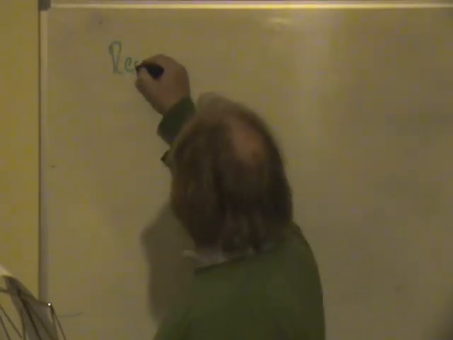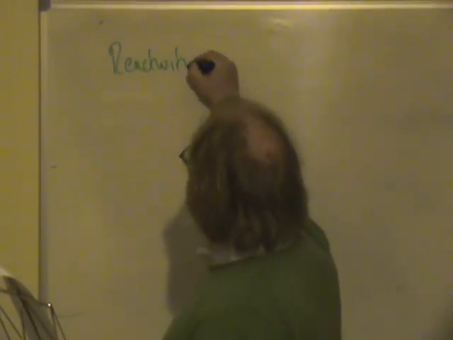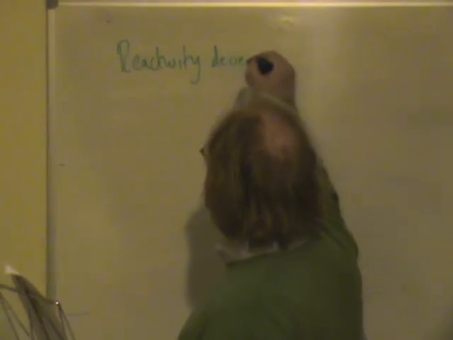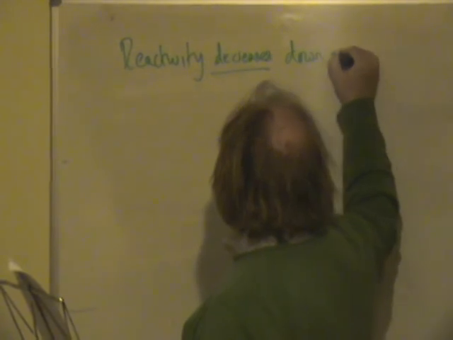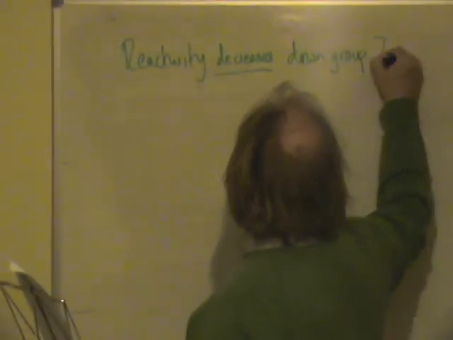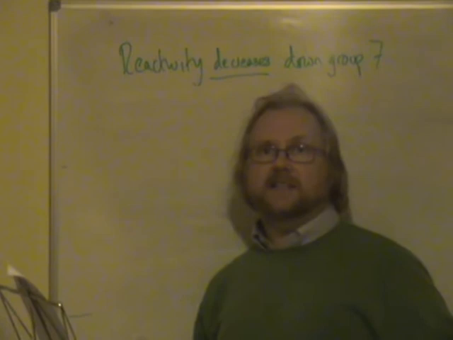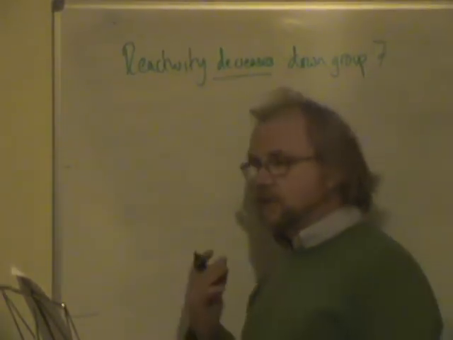So first of all, let's talk about the trend. I know it's the third bullet point, but you don't have to do them in the order they're listed. Do them in the order that makes most sense to you. So the trend in reactivity is that reactivity decreases down the group, down group 7. And that means, remember, that they get less good at attracting an electron to form a negative ion. Why is that?